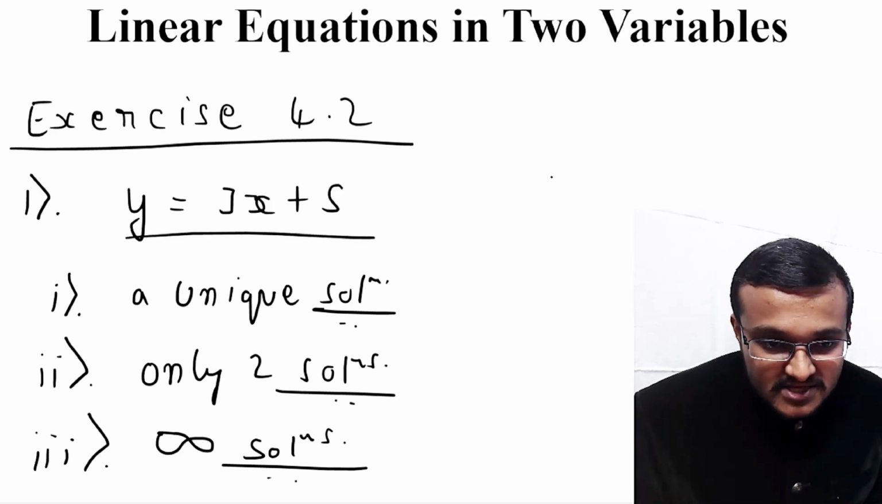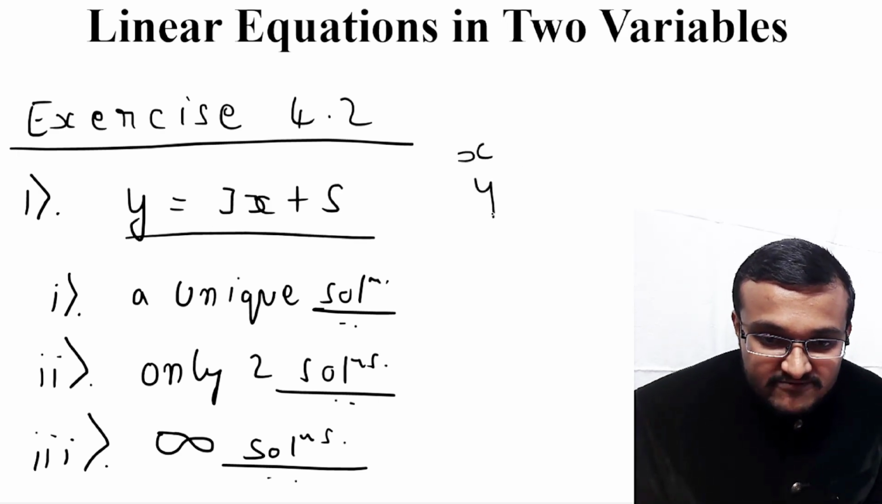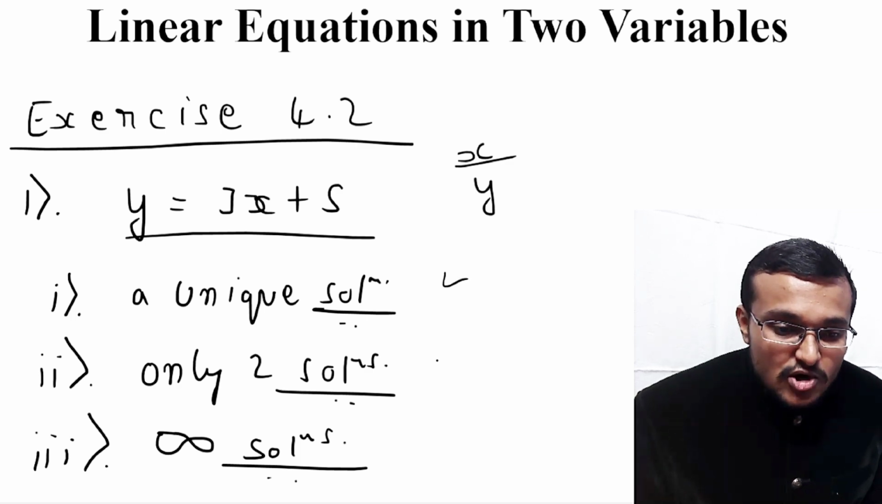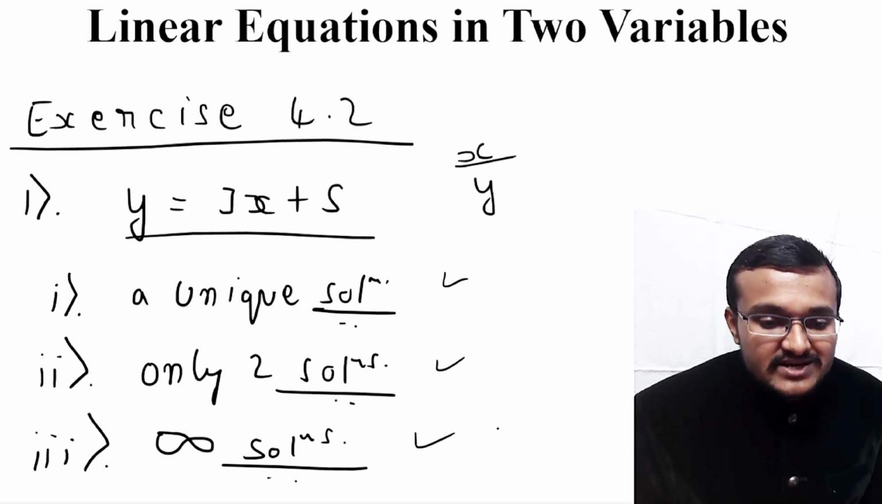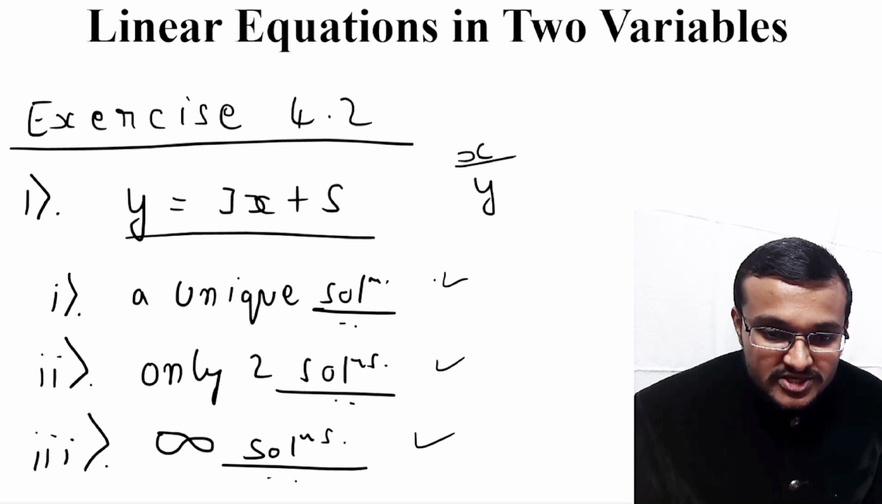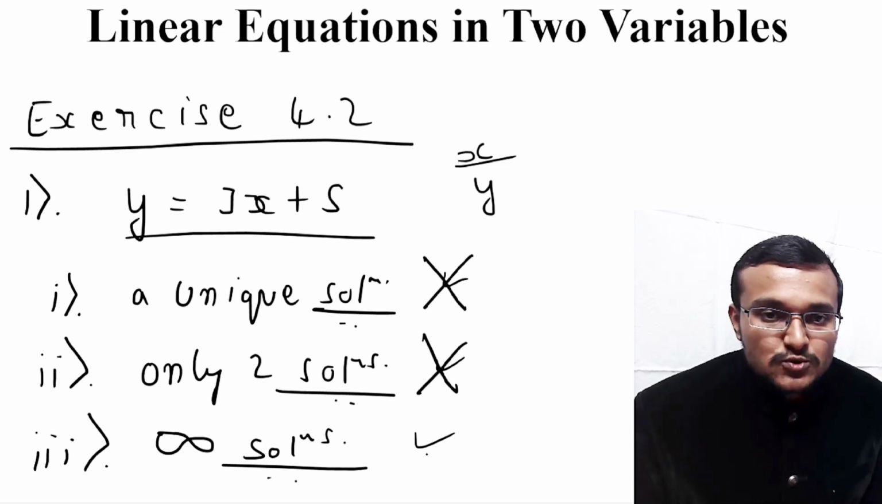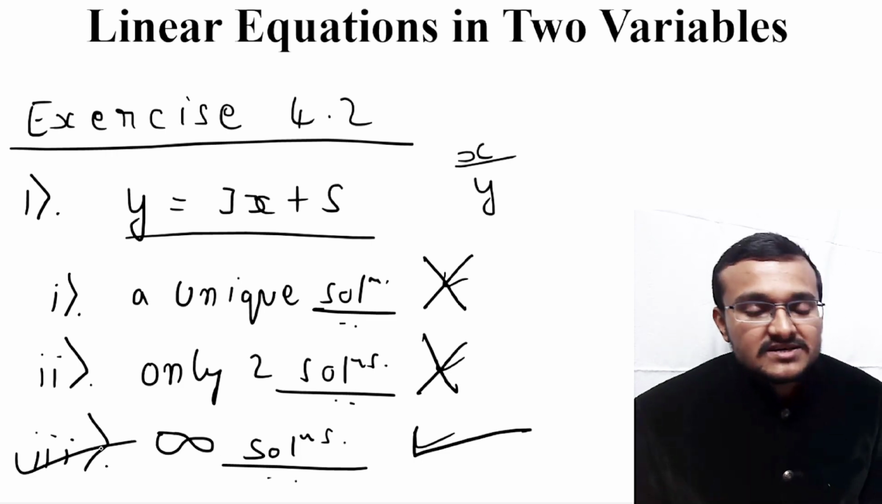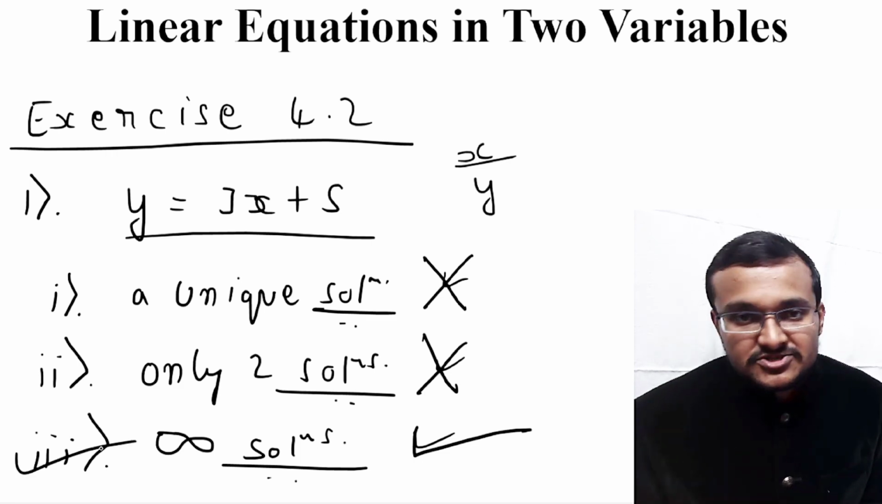When you solve this, you will get answers for the x and y variables, both the variables. So whether you get a unique solution, or only two solutions, or infinitely many solutions. Here you won't get a unique solution, and also you won't get only two solutions. You get infinitely many solutions. So the third option is the right option for this first question.